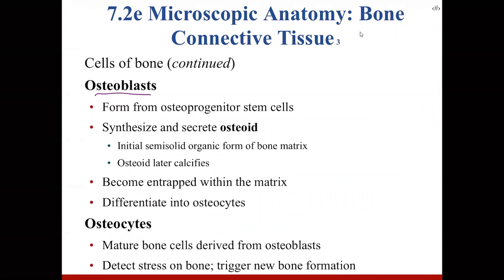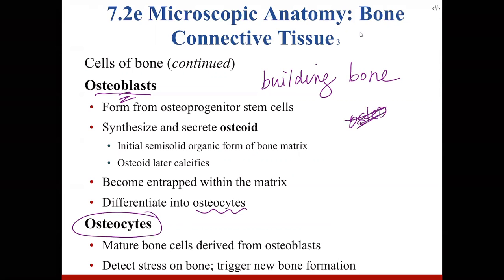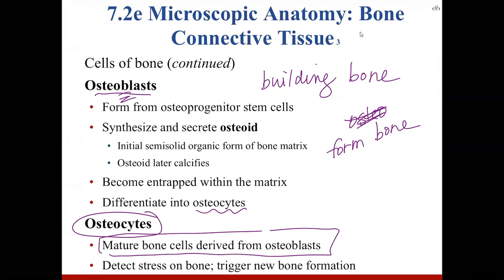Now osteoblasts are important because these are the ones that are building bone. So B and B. These ones are going to become osteocytes. They're going to develop into osteocytes. They are going to form bone. Osteocytes are mature bone cells. They're going to say, we need to make new bone, or we just need to maintain. I always remember B comes before C: osteoblasts give rise to osteocytes.